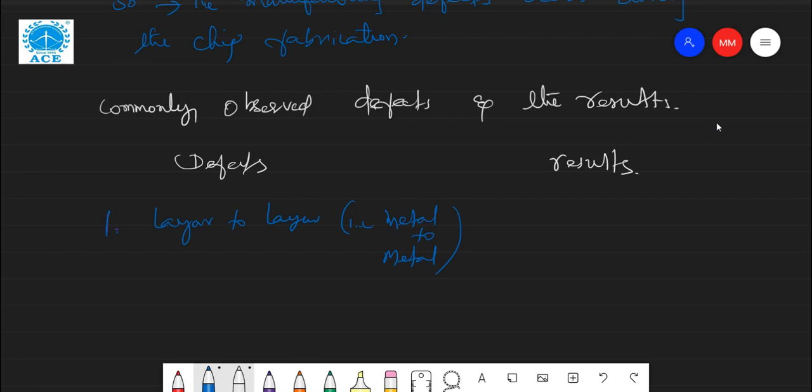Metal. What will happen? The nodes are shorted or grounded in this case. Okay, whenever metal is connected to metal, then what will happen? The nodes are either shorted to ground or power supply. That is, you can say VDD. Okay, simply. The second one.